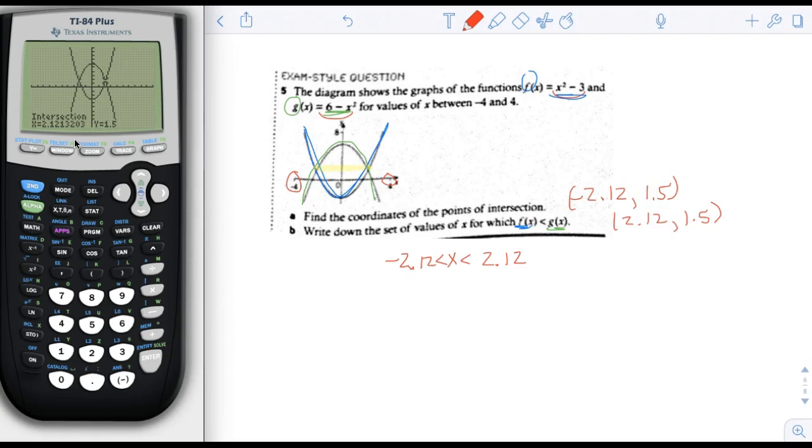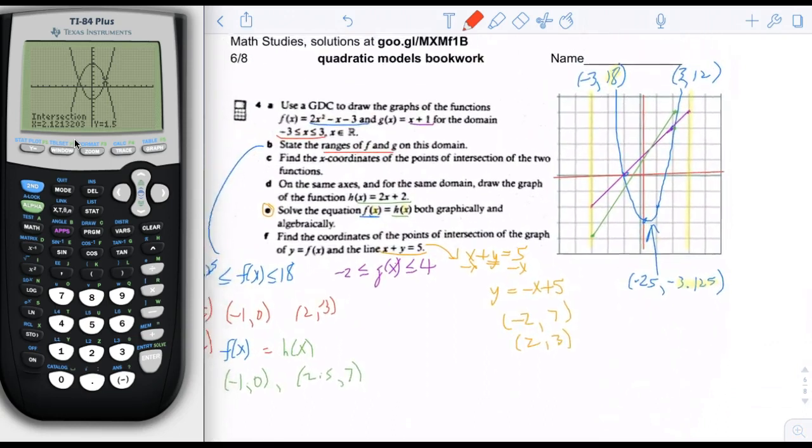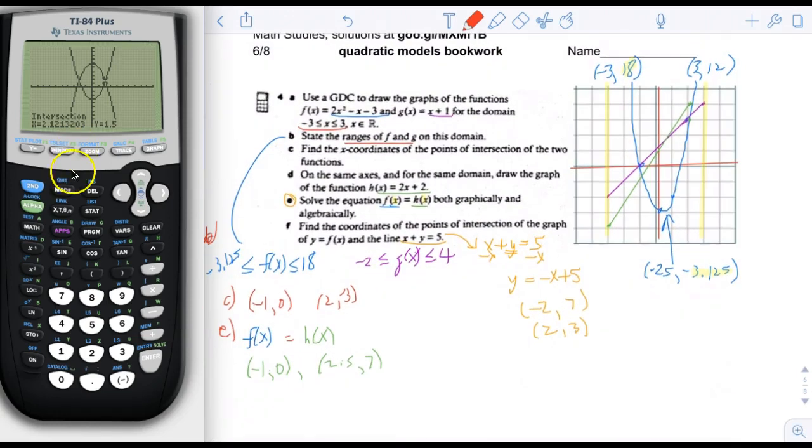That's it for this page. And in the next video, I'm going to show you how to do Part E with algebra.